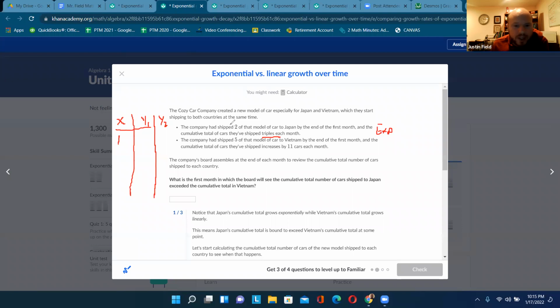It's tripling. So this will be our exponential. And this is Japan. So Japan is the exponential. So it started with 2, then it tripled. So what's 2 times 3? 6. And then so we're multiplying by 3. 6 times 3 is 18. What's 18 times 3?